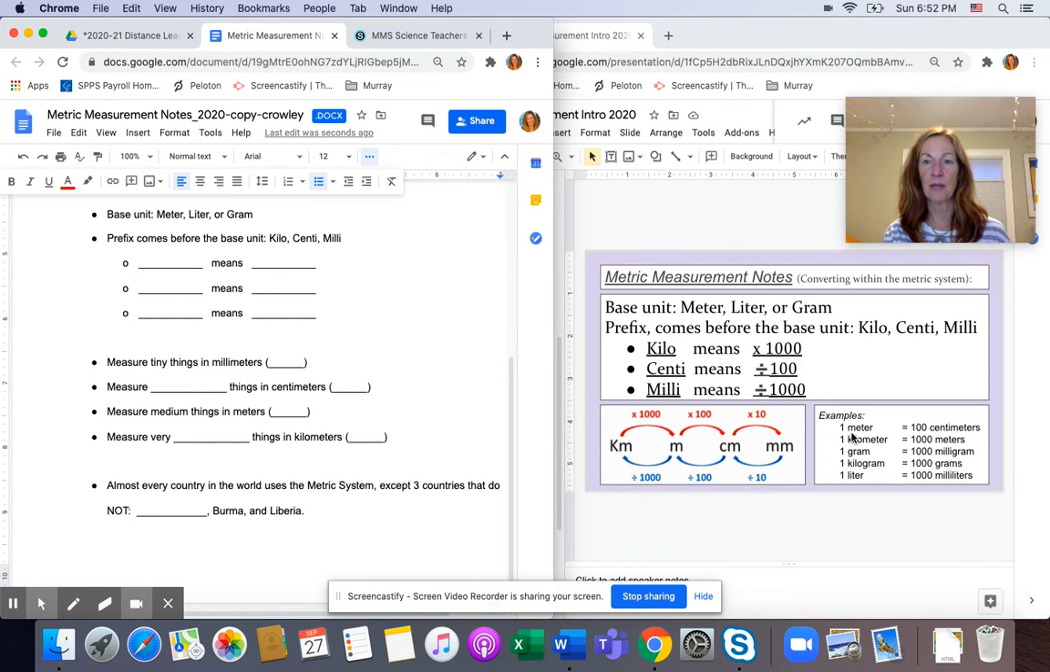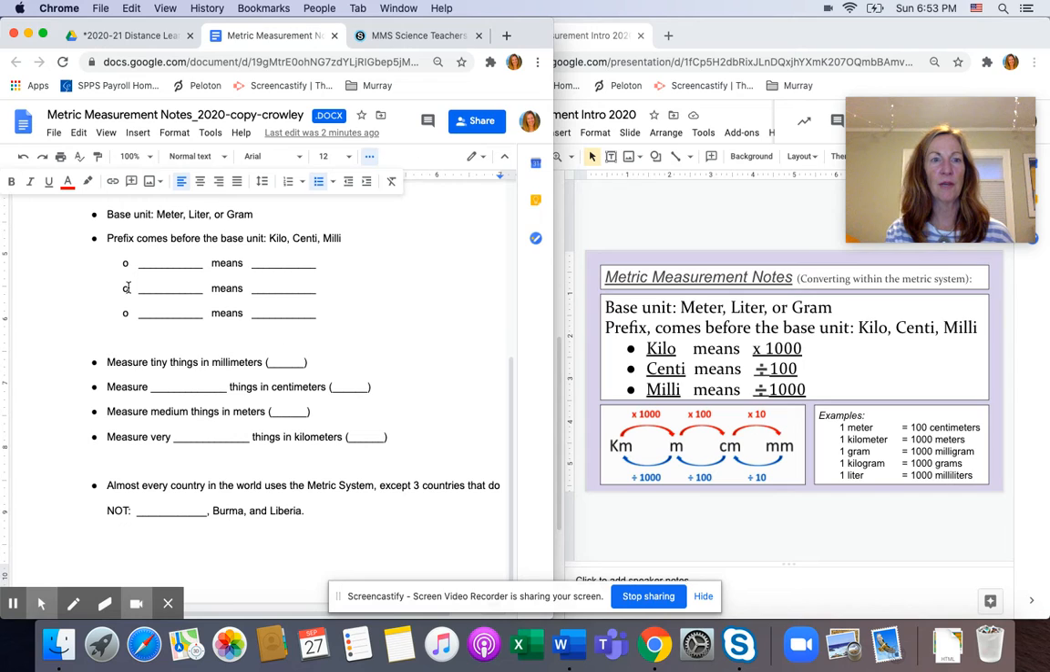So here are some examples. Like 1 meter has 100 centimeters, because a centimeter is maybe as big as your thumb. Okay, so there's about 100 centimeters in 1 meter, which is about a yard. Now kilometers are large, they're a little bit less than a mile, and there's 1,000 meters in a kilometer. Here we have gram. 1 gram has 1,000 milligrams, okay? But this is just to give you an idea.